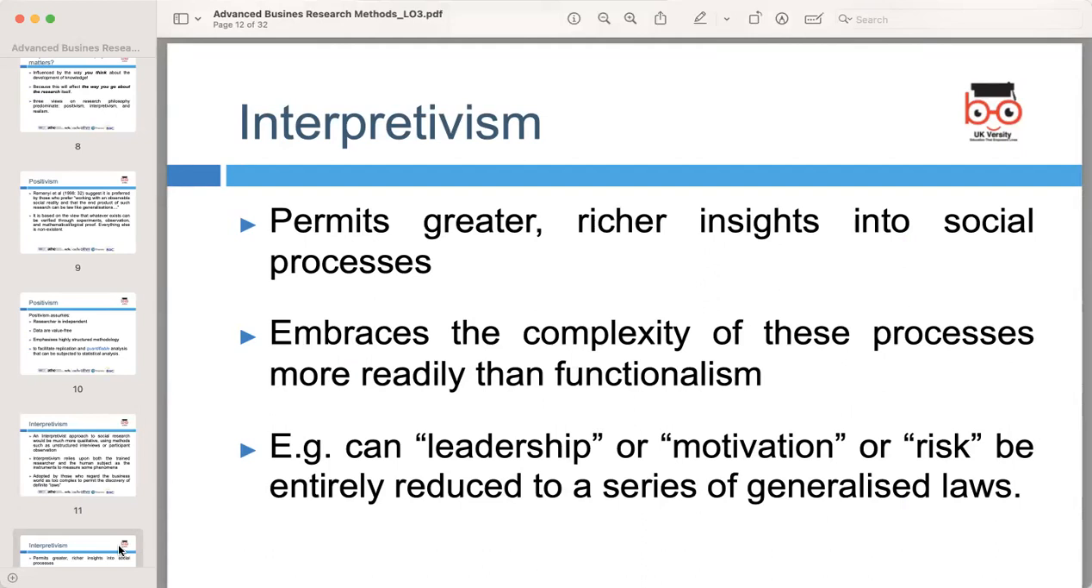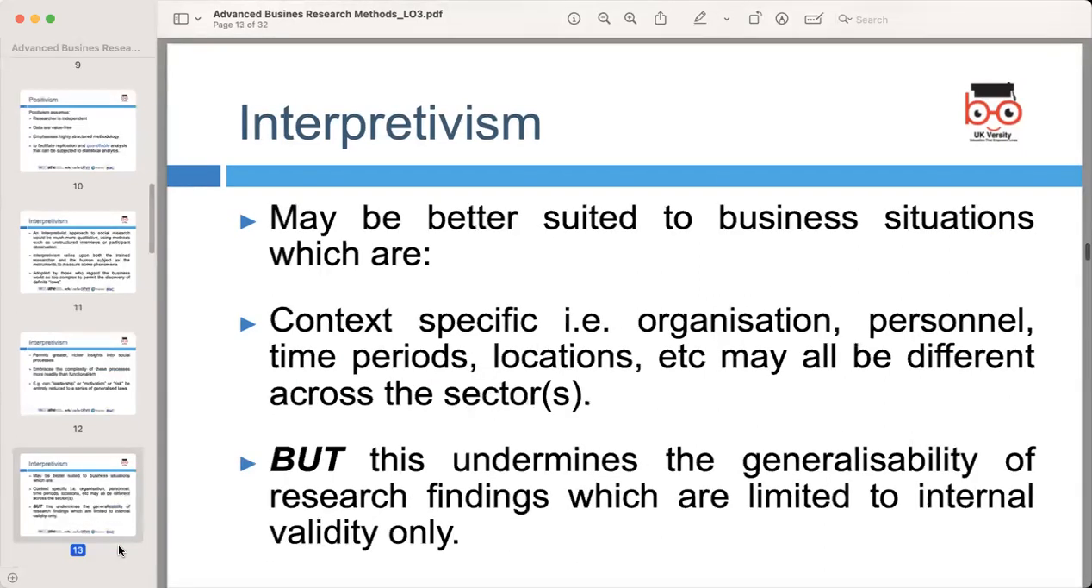So interpretivism permits us to gather richer insight into social processes and embrace the complexity of these processes more readily than functionalism. For example, can leadership or motivation or risk entirely reduce to a series of generalized laws? It may be better suited to business situations which are context specific, for example, organization, personal, time periods, location, etc.